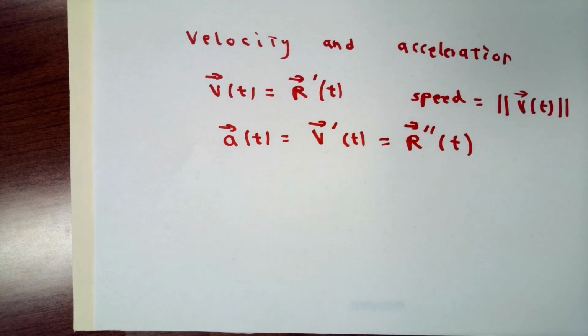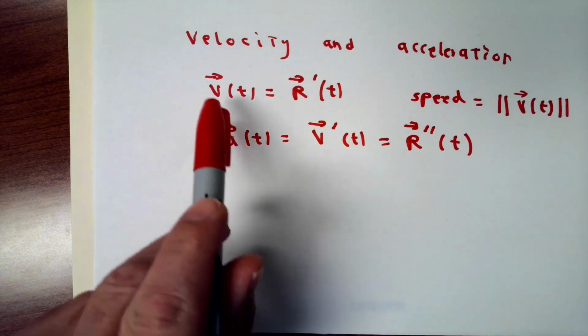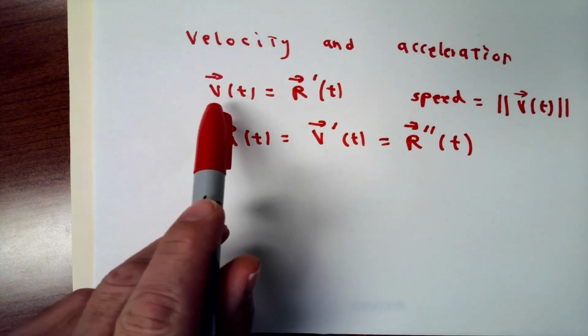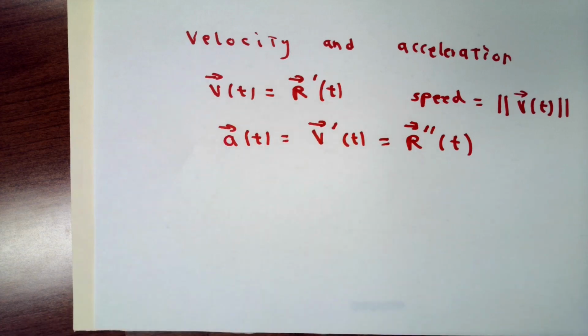Today I'd like to talk about velocity and acceleration. In a previous discussion, we saw that if we interpret t as time and r as telling you the location of something, then r prime points in the direction of travel, as long as it isn't the zero vector, and the magnitude is the speed. We're going to call r prime the velocity vector. The velocity vector is the derivative of my position vector.